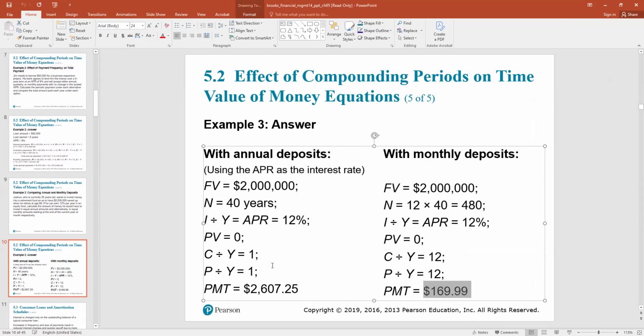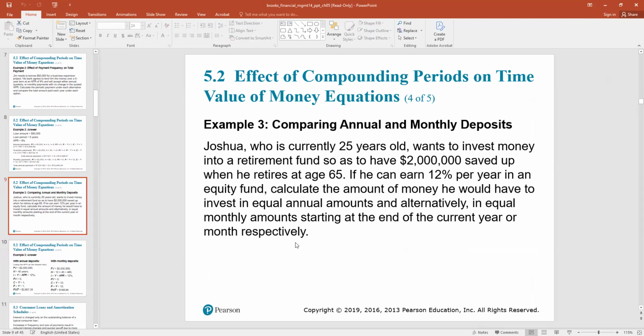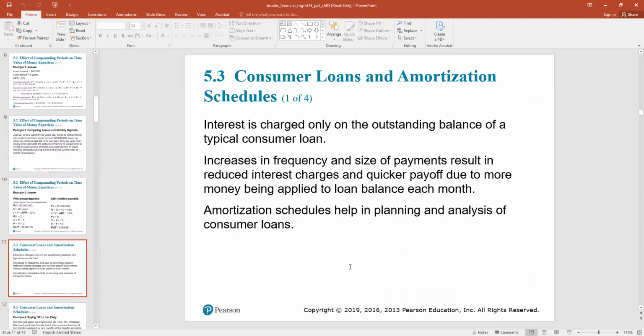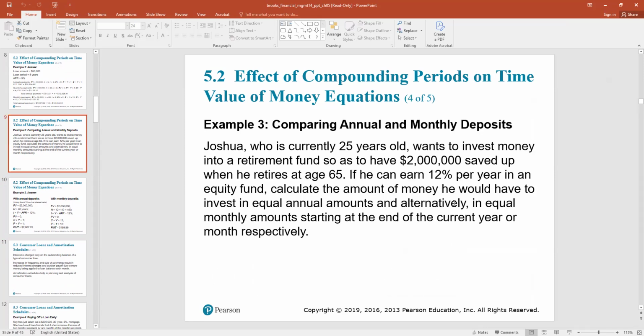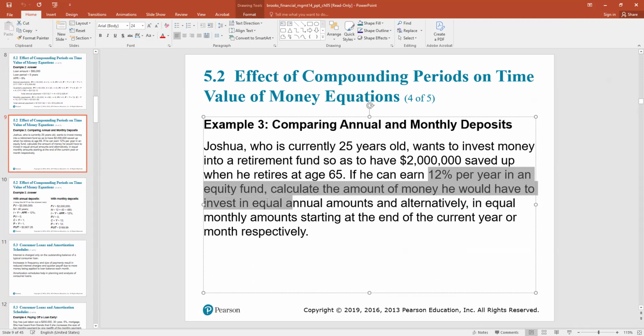So before even the calculation, you know what to advise. Because we said, the more frequently you pay, the more frequently the interest is charged, the less amount you're going to end up with. So we can do this and repeat an example. So the question in here: in equal monthly amounts, if he can earn 12% per year in an equity fund, calculate the amount of money he would have to invest in equal annual amounts, alternatively in equal monthly amounts. Okay. So you should compare which one gives you the better alternative.